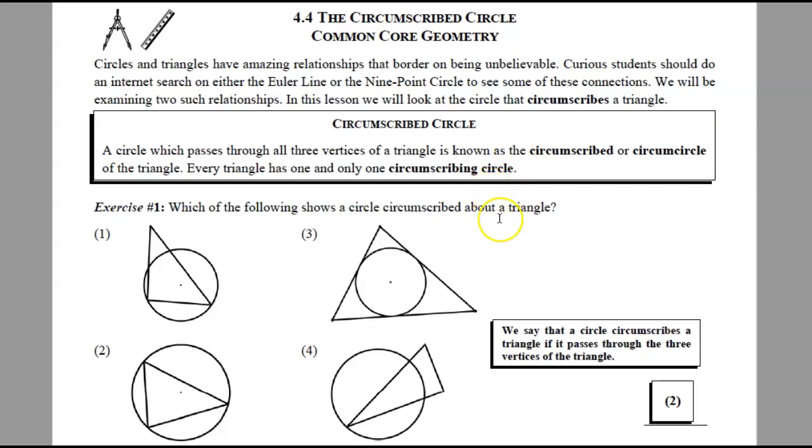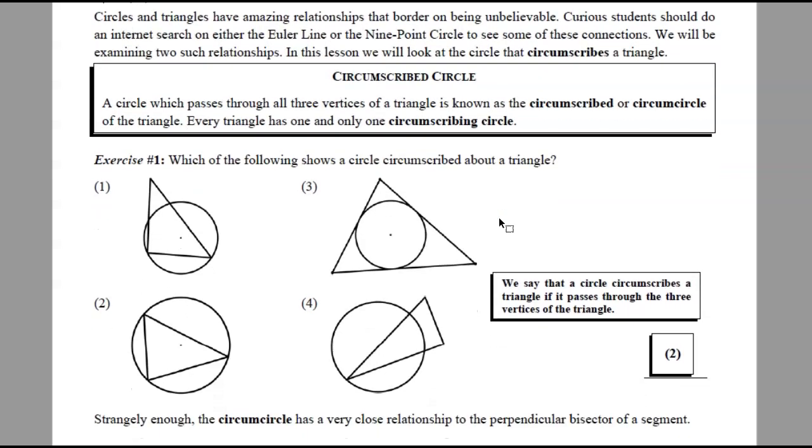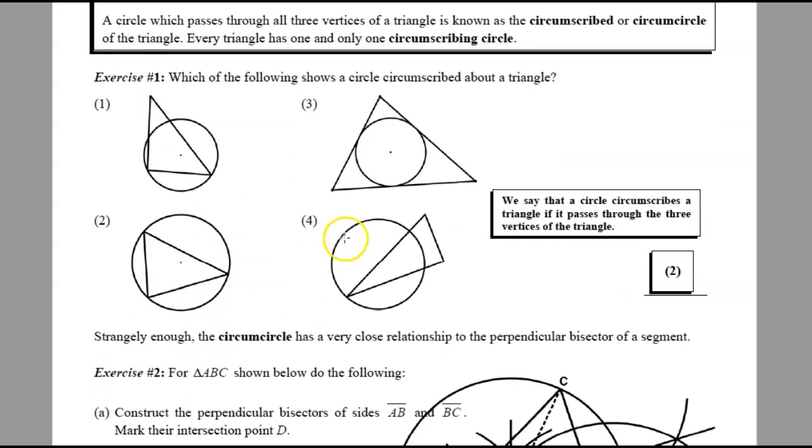So in exercise 1, which of the following shows a circle circumscribed about a triangle? So that means that it goes around the outer edge of the triangle. The one that does that is number 2. Number 3 is an example of that inscribed concept I was just talking about. 1 and 4 are neither, because you can see that some vertices touch, some do not, and some are inside, some are outside. Number 2 is the circumscribed one, though.